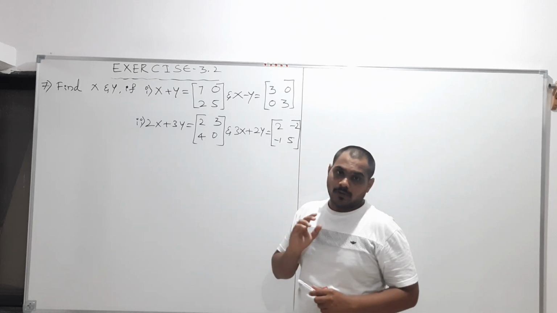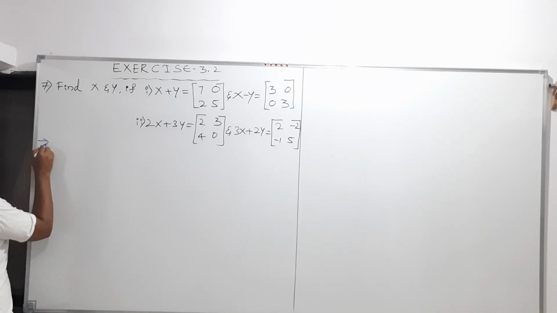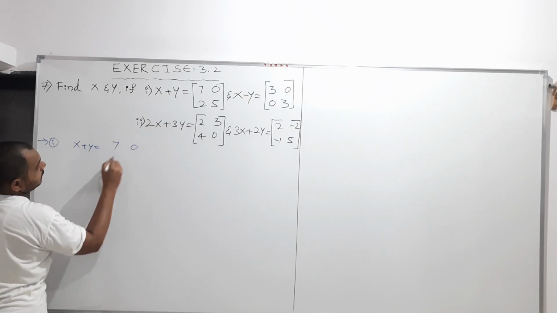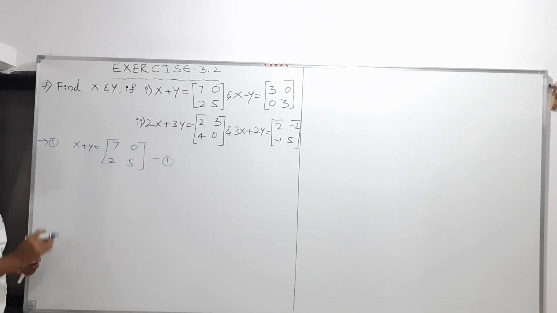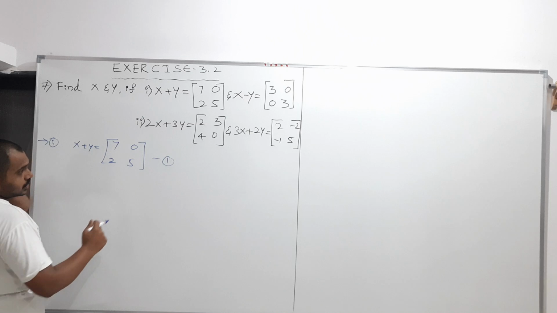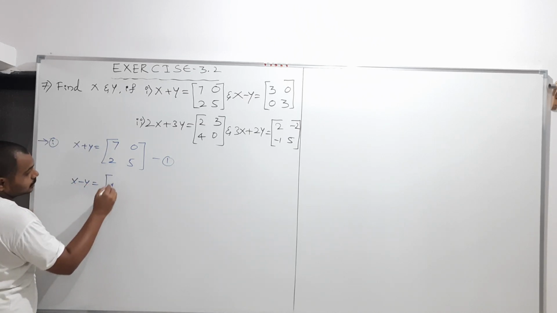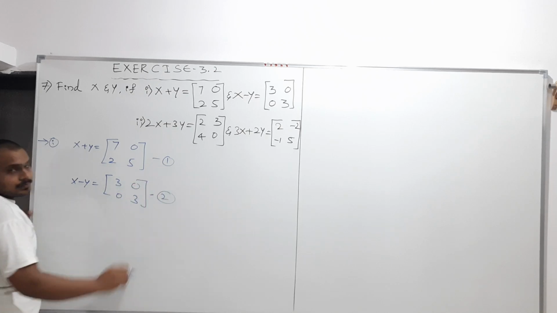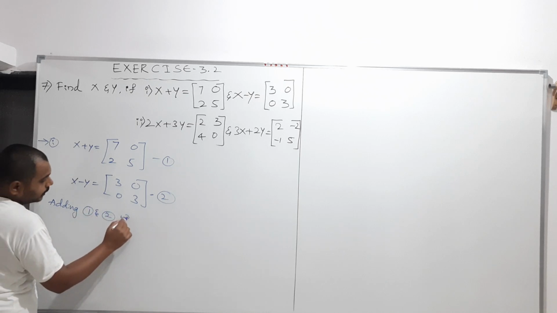Now we'll solve. For the first condition, I'm taking x plus y is equal to the matrix 7, 0, 2, 5. I'll take this as equation 1. And next, my dear students, I'll take another equation: x minus y is equal to the matrix 3, 0, 0, 3. I'll call this equation 2. And now I'll add these two, adding 1 and 2.